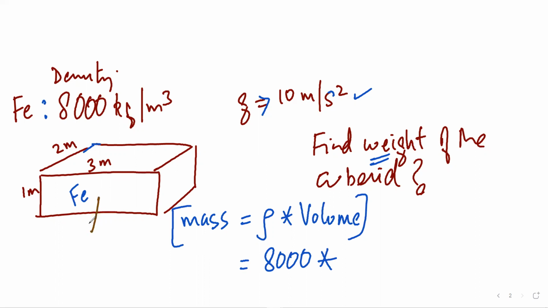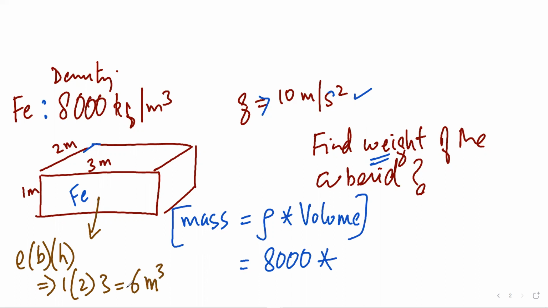How do I find the volume of this cuboid? We do L into B into H. So that's 1 into 3 into 2, so that we'll get 6. 6 what, Mr. Aryaman? 6 meter cube. Yes, sir. You need to specify the units or you will be losing half mark for every unit that you miss. So this is the volume of the cuboid, 6 meter cube.